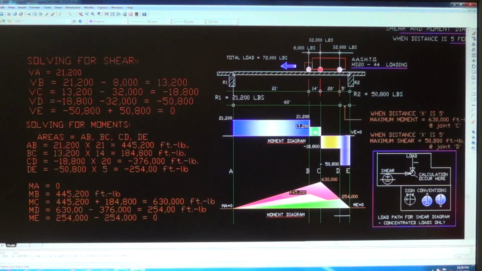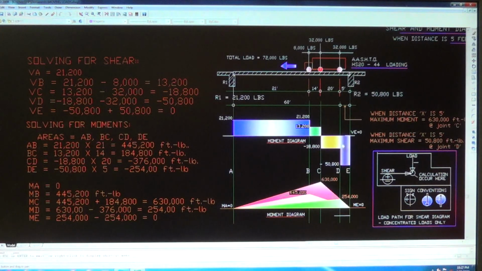Now BC. The BC is right here. The height of this is 13,200, multiplied by the lever arm of 14. So BC is 13,200 times 14, which is 184,800 foot-pounds. That's the area BC.